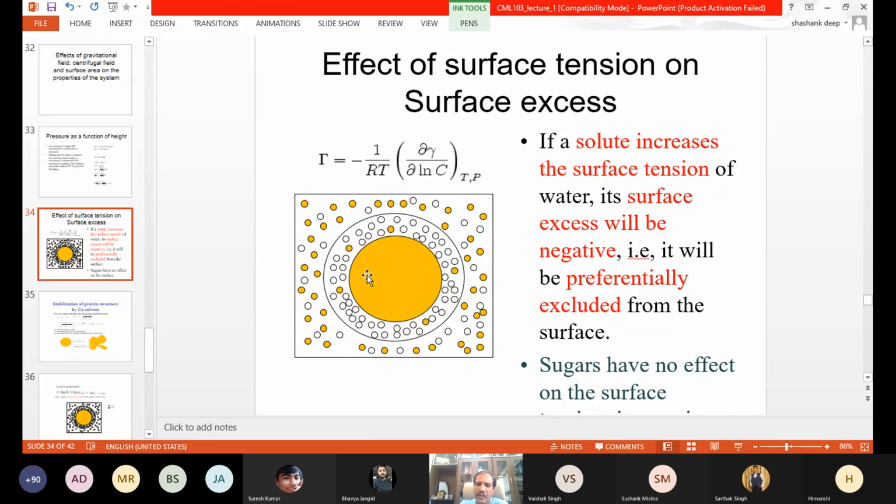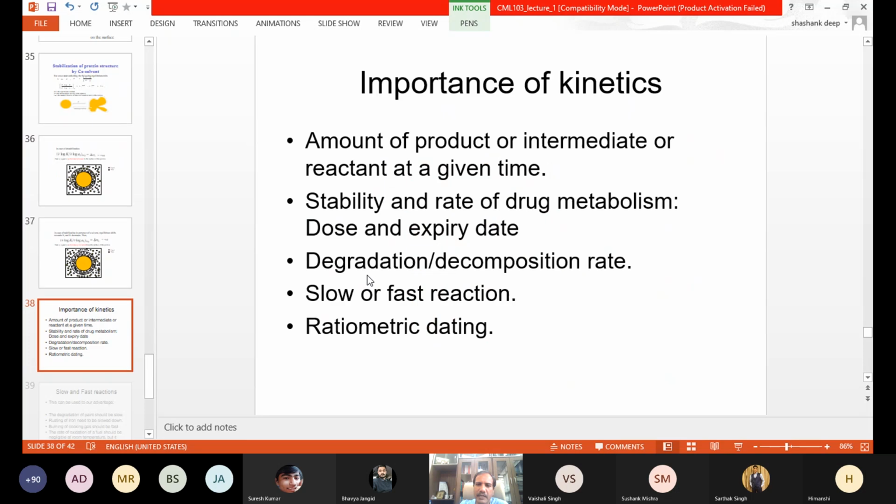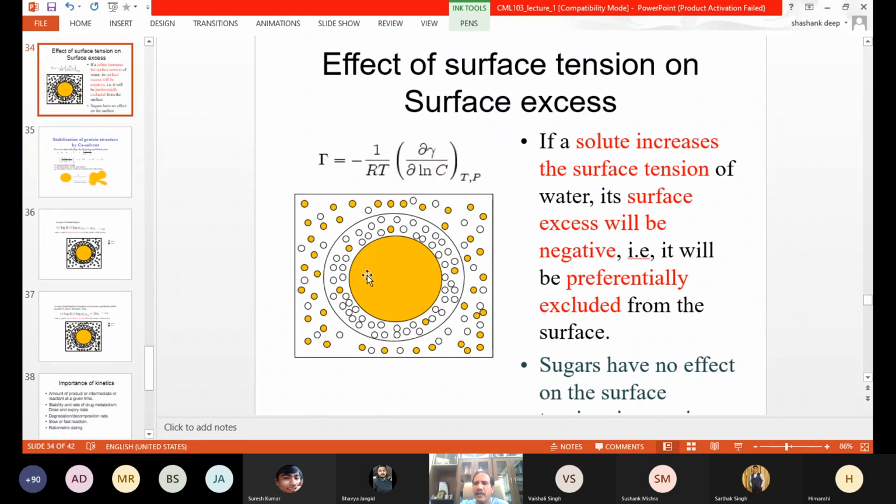Okay, so these are a few of the examples which I discussed. This I will not discuss. Let me go to another topic. I will discuss a bit of phase transition.